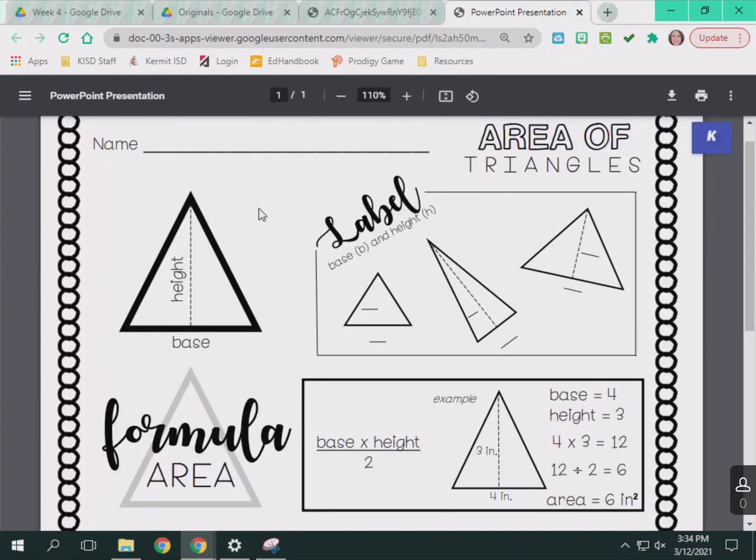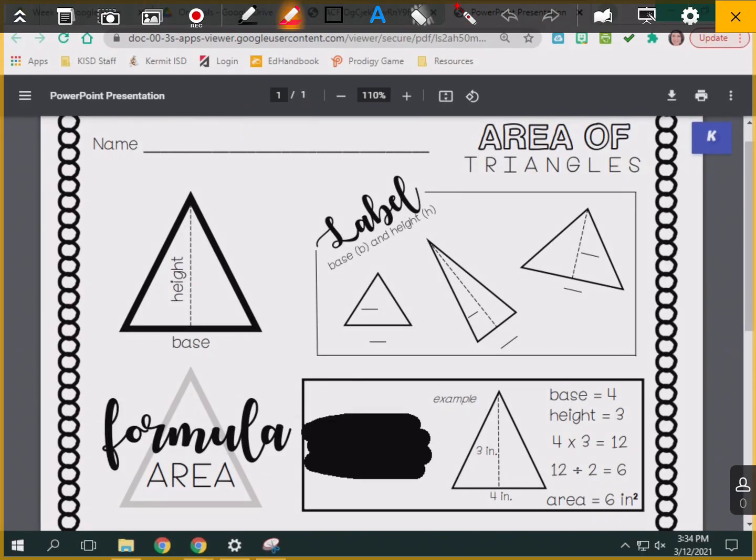All right, so today we're going to talk about the area of a triangle. When we're talking about the area of a triangle, it's actually pretty similar to the area of a parallelogram and rectangle if you look on your reference chart, and we'll look at that in just a second. We do have the same two figures that we need. We need the base and the height. So the first thing we're going to do is figure out what is the base and what is the height.